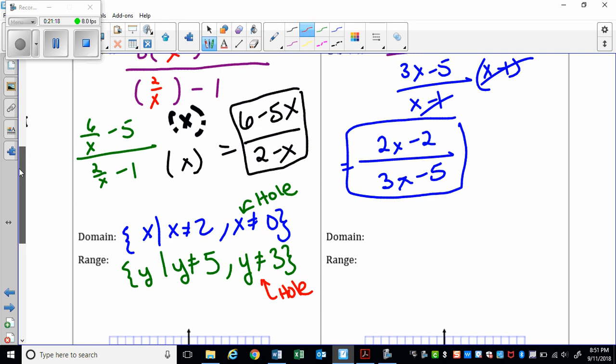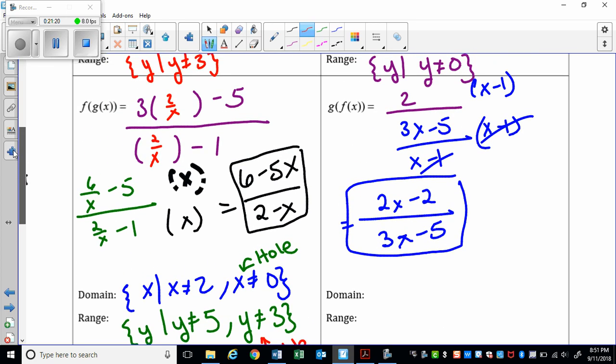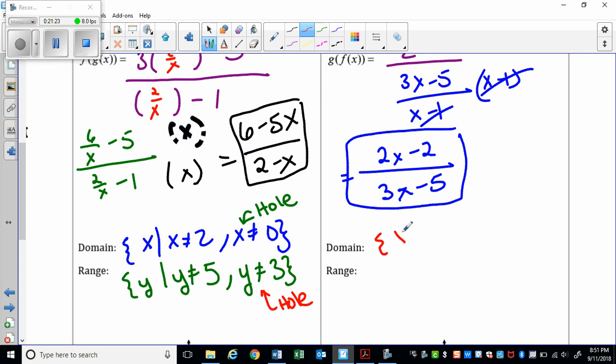Okay. Alrighty. So let's do this side. My domain is going to be all values of x such that x is everything except for, if I set this equal to 0, 3x minus 5 cannot equal 0. Add the 5, 3x equals 5, divide by 3, x equals 5 over 3. So x cannot equal 5/3, because that'll make the denominator 0.